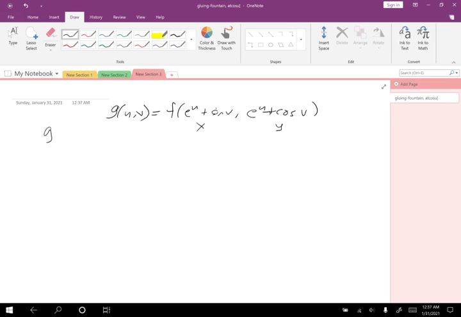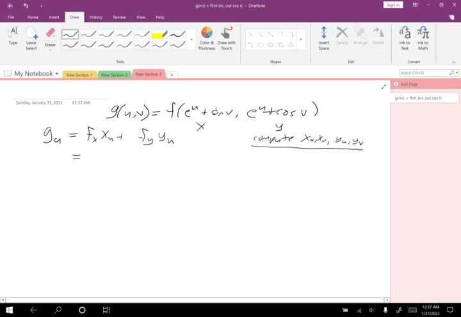So let's do it. G sub u is f sub x, f sub y, and then we have our x sub u, y sub u, in order to have cancellation. So all we need to do is compute x sub u, x sub v, y sub u, y sub v. This is a crucial step we need to do. So x sub u is just e to the u, right? And then x sub v is just cosine v. And y sub u is just e to the u, and y sub v is just minus sine v.